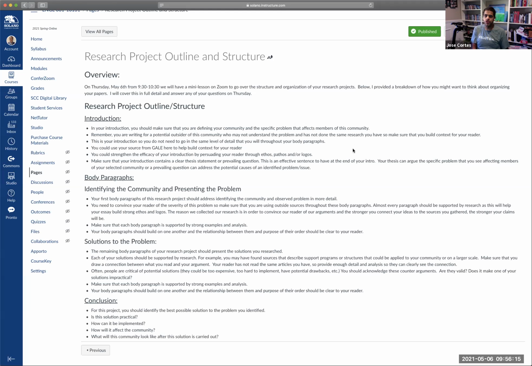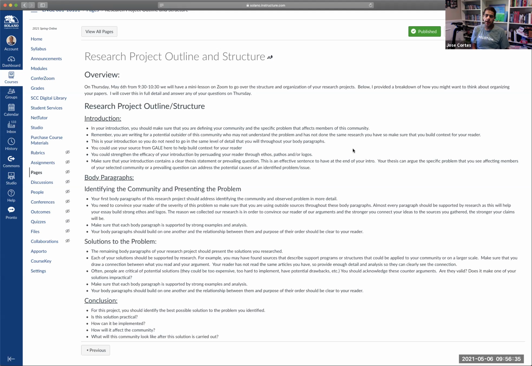So don't be too general here. Like, don't just say something like police violence or homelessness. I should know specifically what about homelessness, what problem you are focusing on in your essay. Are you focusing on maybe public health within homelessness? If you're focusing on police violence, are you focusing on police violence against one specific ethnicity?